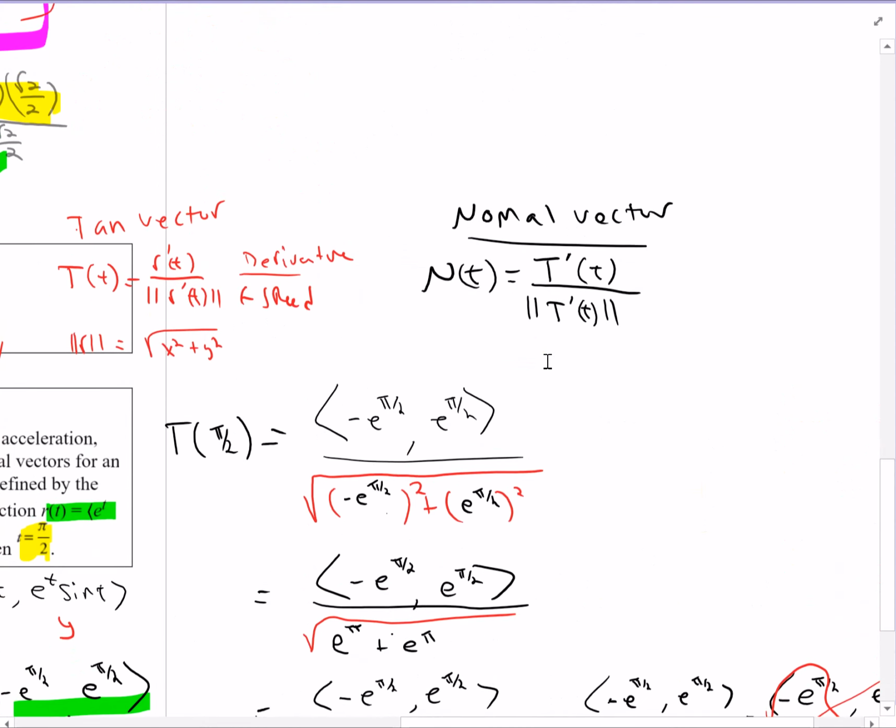Let's wait on this and maybe we can talk more about this later because it is a bit complex. We'll throw some examples in maybe with the tangent vector, and then we'll see about the normal vector later.